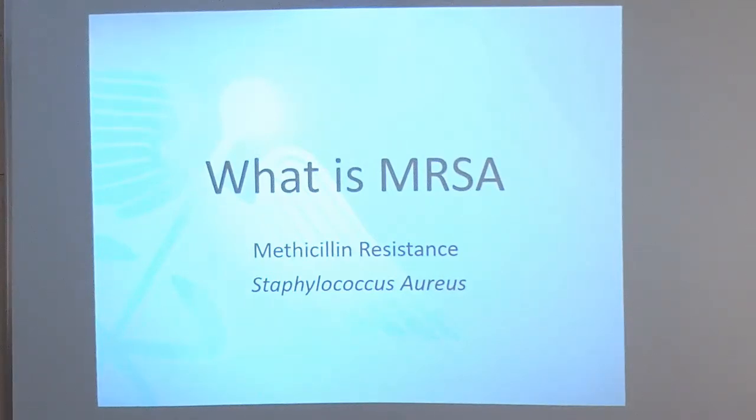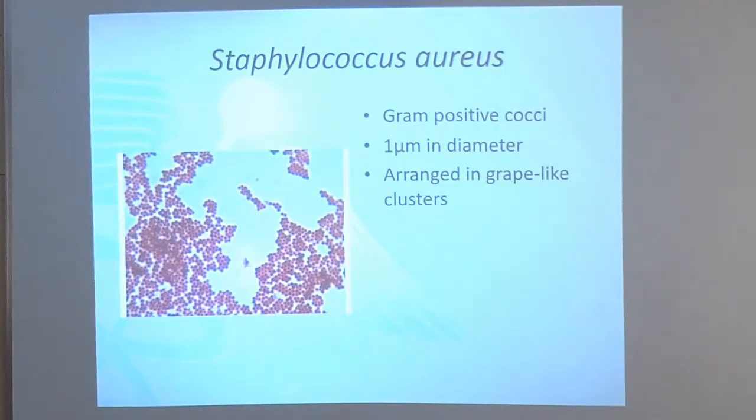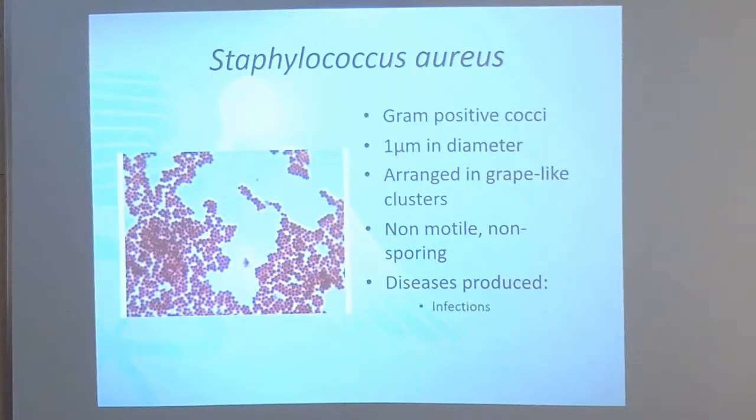What is this Staphylococcus aureus? Staphylococcus aureus is a gram positive cocci about 1 micrometer in diameter, arranged in grape like clusters. They are non-motile, non-sporing, and they are known to cause infectious diseases or intoxication. They are a very resistant and tough type of microorganism because of their thick cell wall.